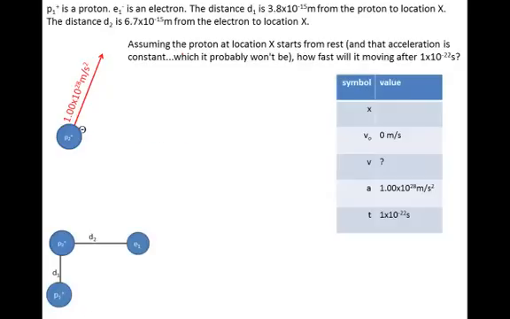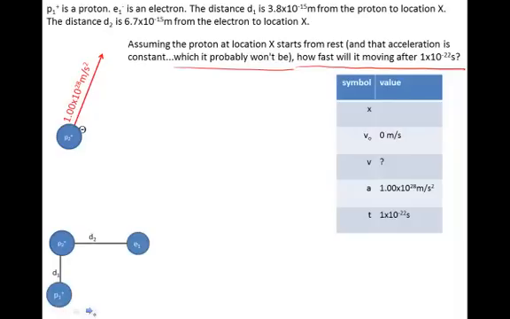Okay, now this question says, assuming the proton at location X starts from rest, and that acceleration is constant, which it probably wouldn't be. This is just sort of a question that I made up. It says, how fast will it be moving after 1 times 10 to the minus 22 seconds?